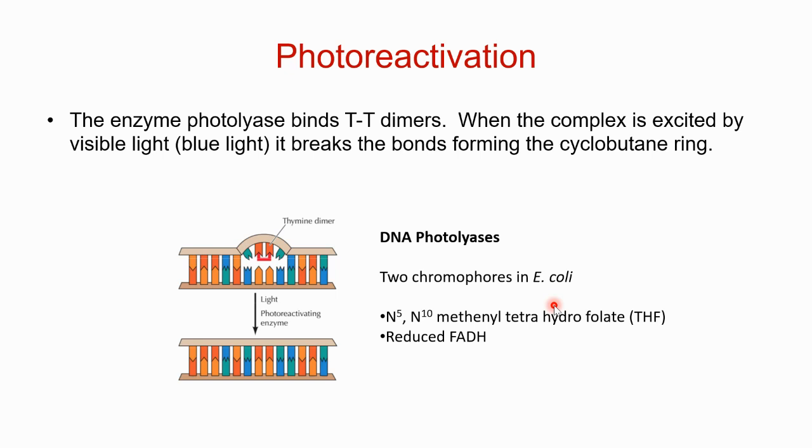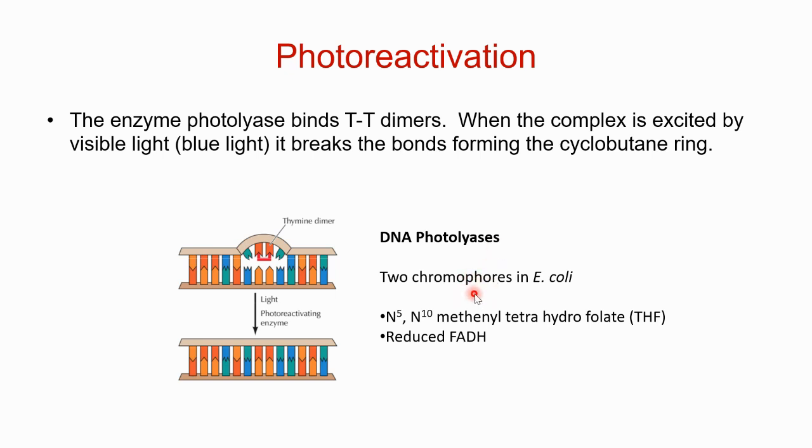So how is that removed? One enzyme known as DNA photolyase scans the DNA strand. And during scanning, if it encounters any thymine dimer present in the DNA strand, it stops at that position. And this enzyme has a light absorbing component known as chromophore. There are two chromophores present in E. coli. One is N5, N10 methenyl tetrahydrofolate. Another is reduced FADH. These chromophores have the ability to absorb light.